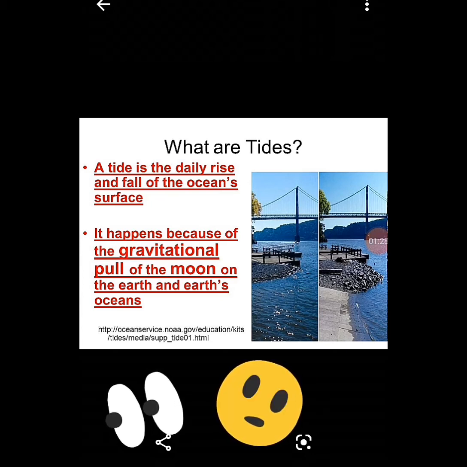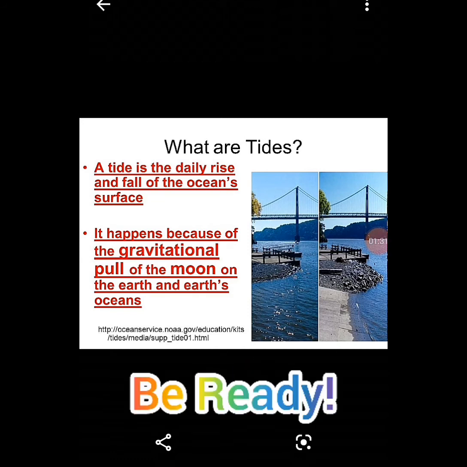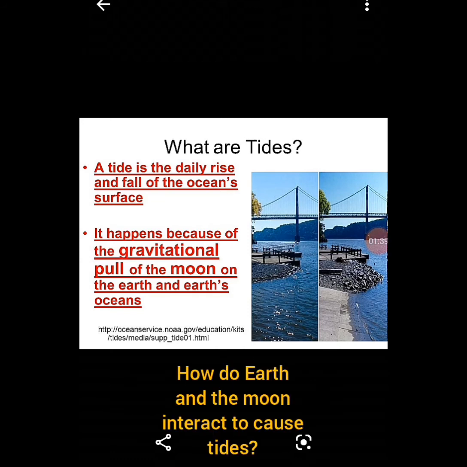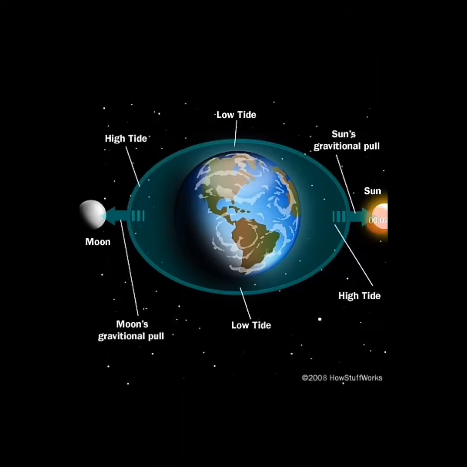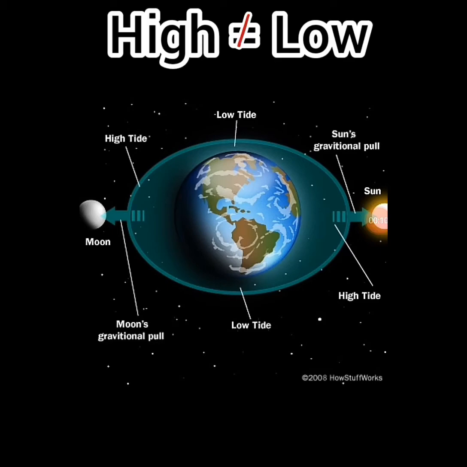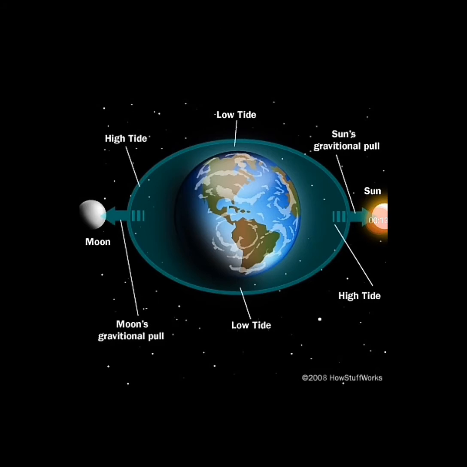Okay, now we're gonna show you more and more pictures. How do earth and the moon interact to cause tides? Let's see together. Look at the picture. You can see high tides and low tides, right? High and low are opposites, just like rise and fall. High tides and low tides are caused by the moon. How? Look at the moon.